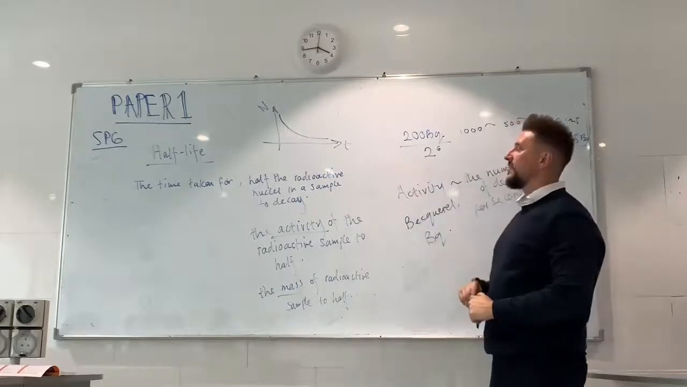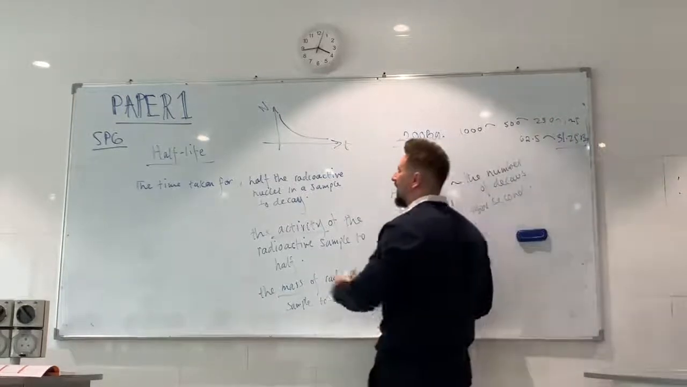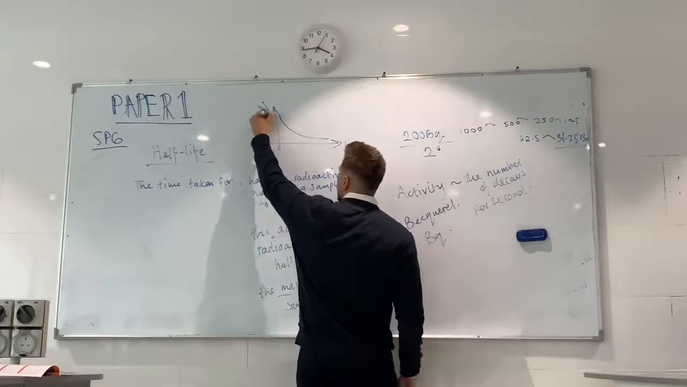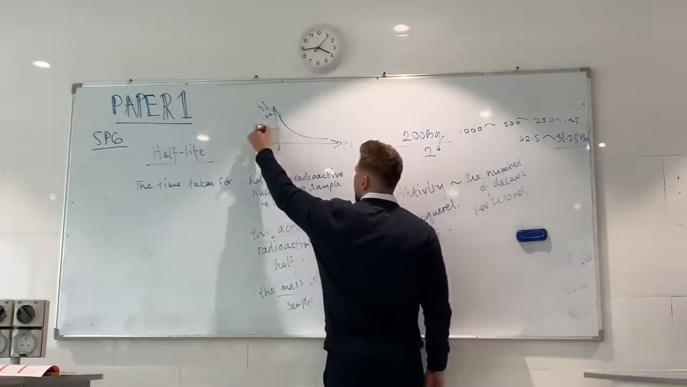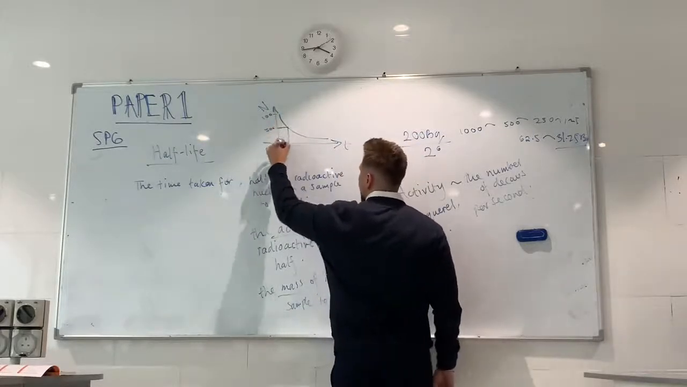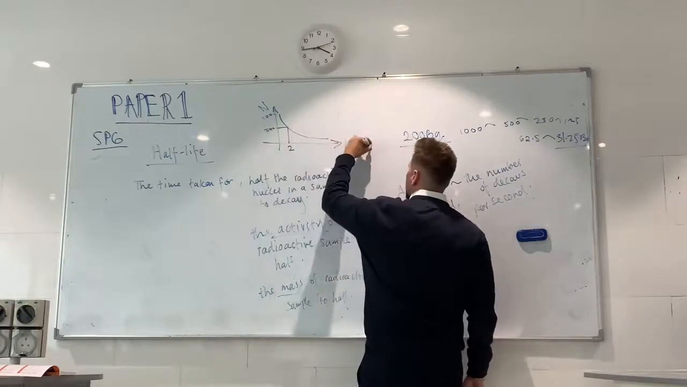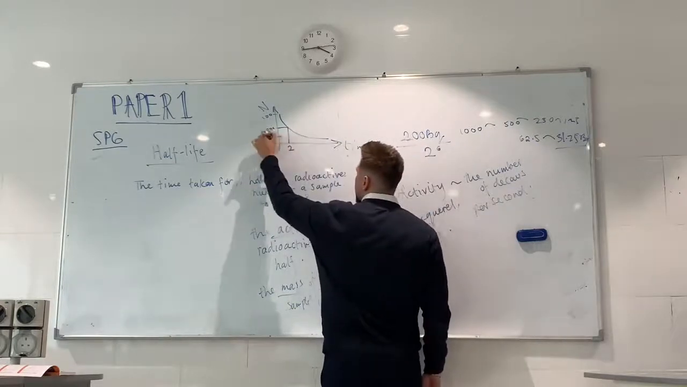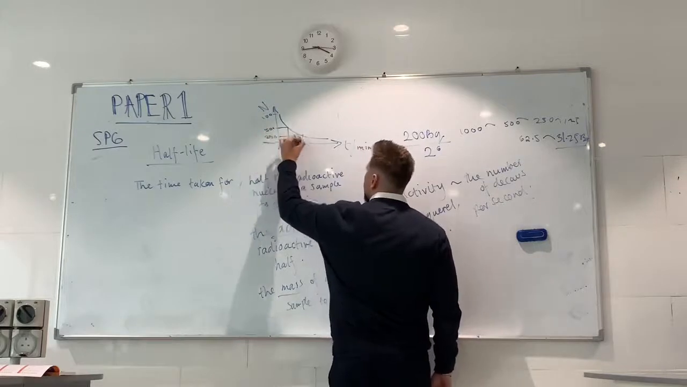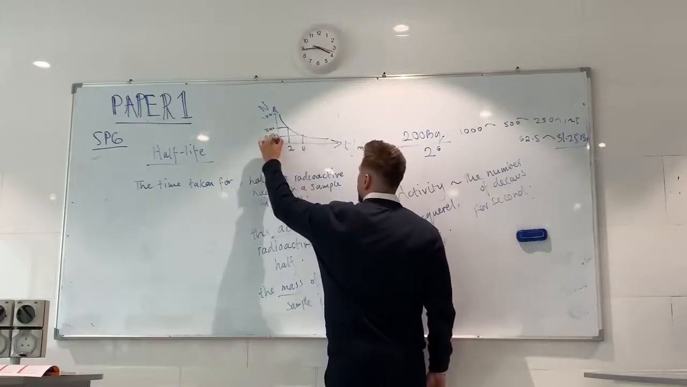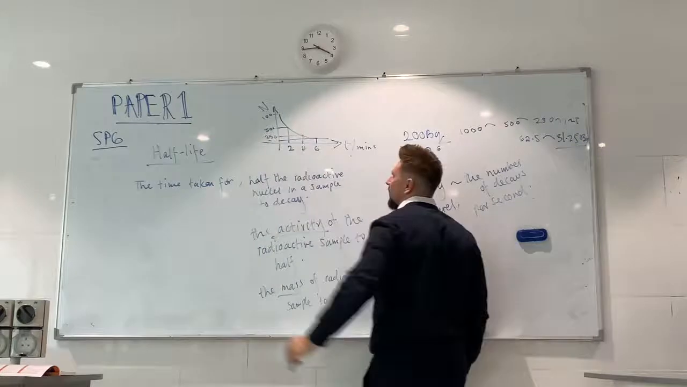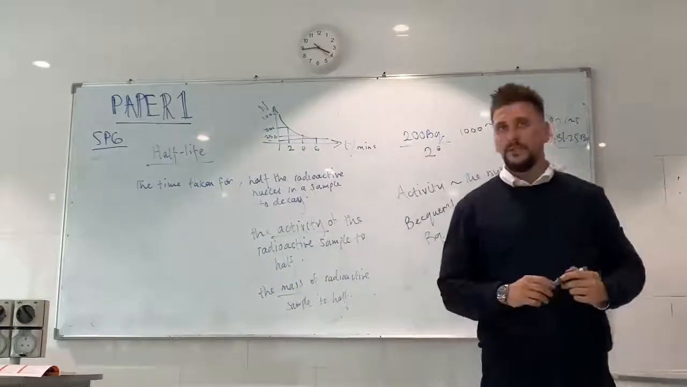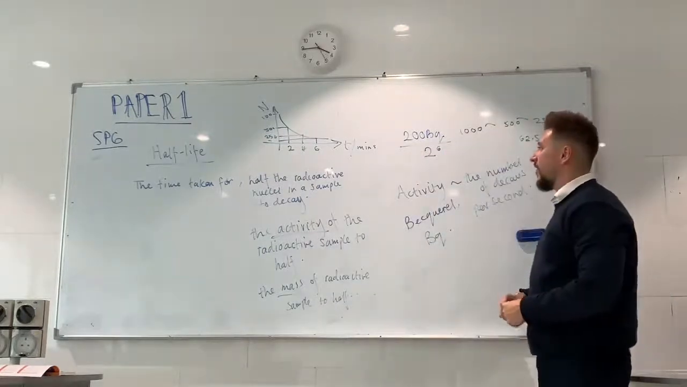This is radioactive decay, it's an exponential decay. If I start with 500 here and I say the half-life is 2, across and down, and this is in minutes. That means 250 will be at 4, 125 will be at 6, and so on and so forth. Yeah? And that's the half-life.